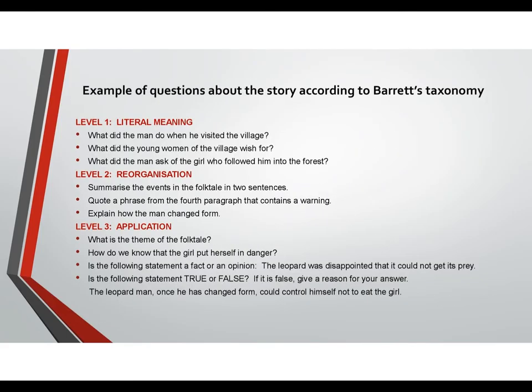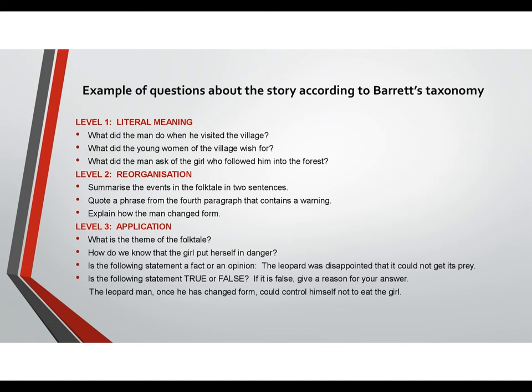Examples of questions about the story according to Barrett's taxonomy. Level 1. Literal meaning. What did the man do when he visited the village? What did the young woman of the village wish for? What did the man ask the girl who followed him into the forest?